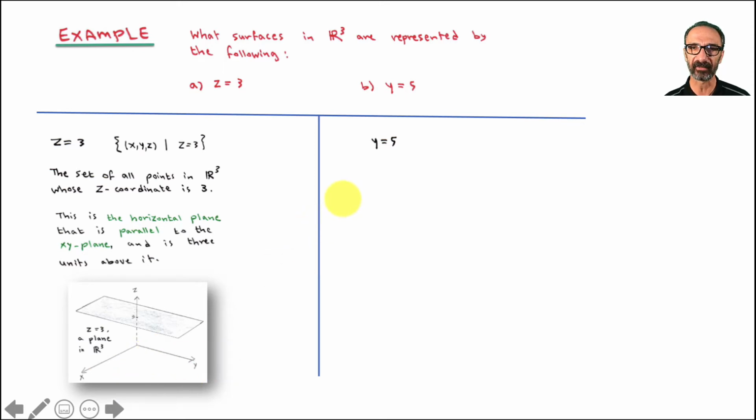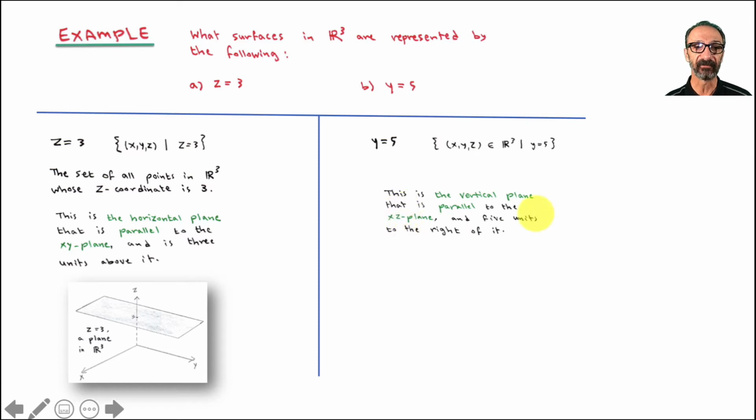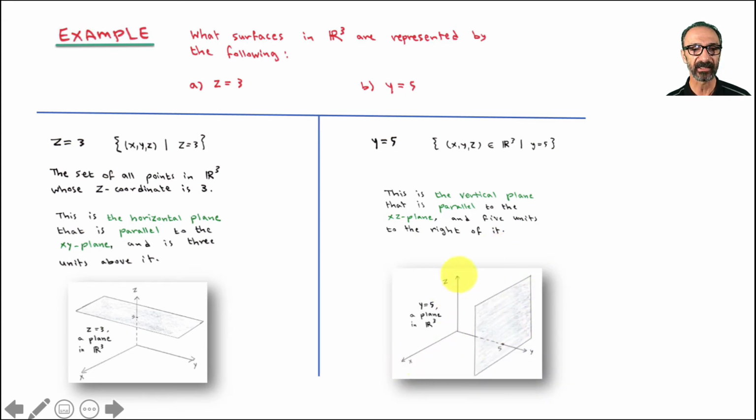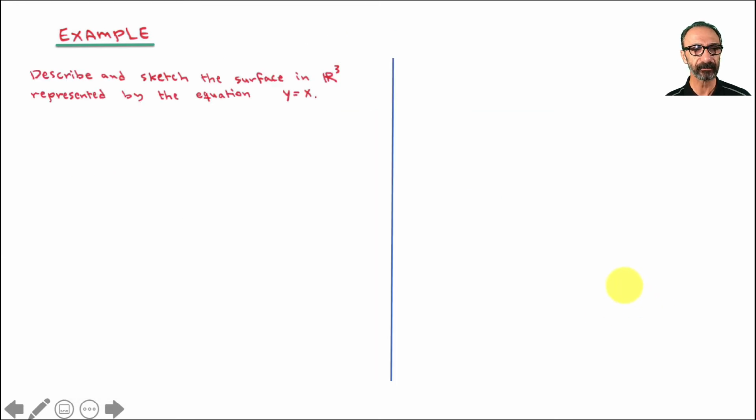Let's look at y equals 5. So we're going to go right, because my y is to the right, not like the two-dimensional plane, and you keep it as y equals 5. You stay right there. This is the vertical plane that is parallel to the XZ plane, and 5 units to the right of it. This is the XZ plane, and we move to the right 5 units, and we keep it right there.